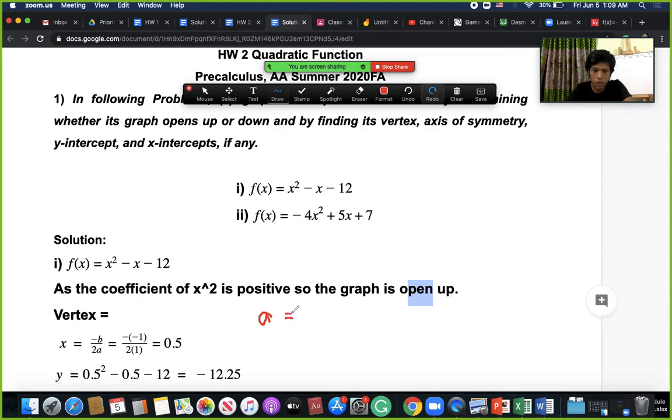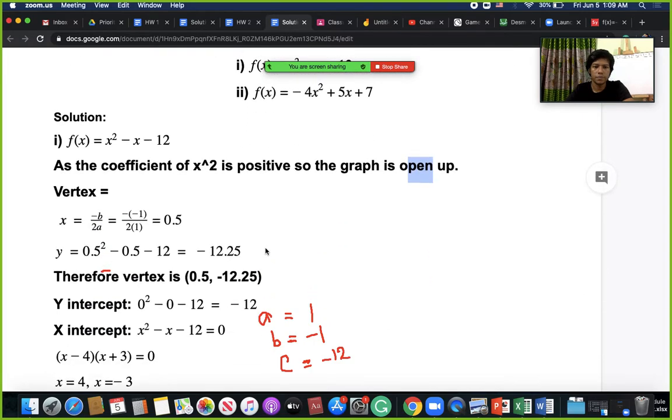A is 1 here. A is the coefficient of x square. So a is 1, b is negative 1, just negative in sign, and c is negative 12. So these are the values of a, b, c, and you put them here, and you pretty much get the solution.